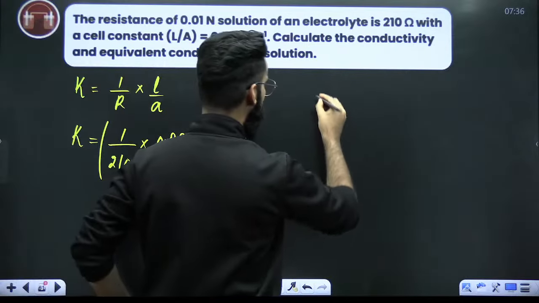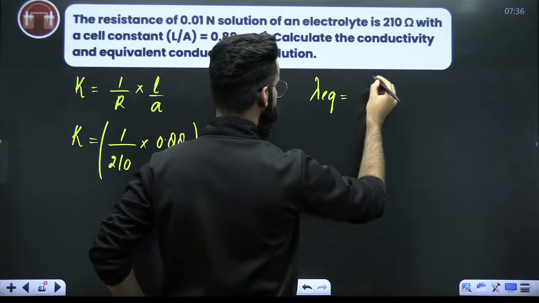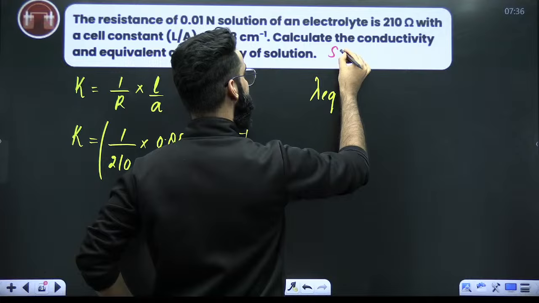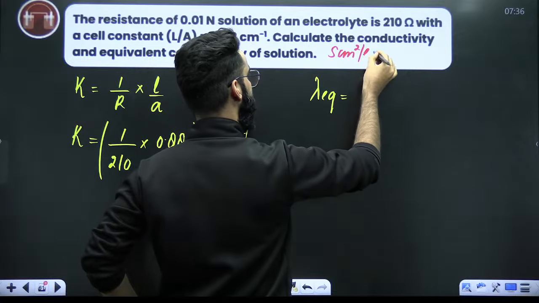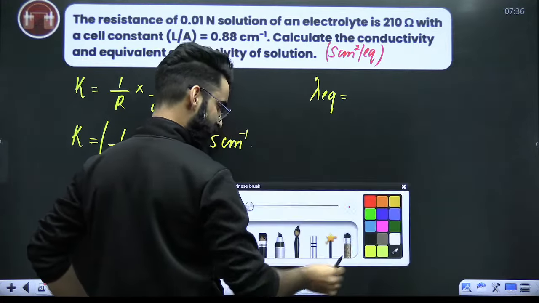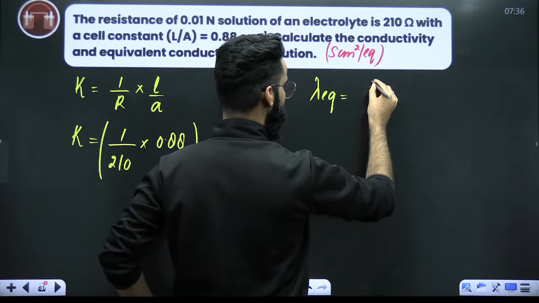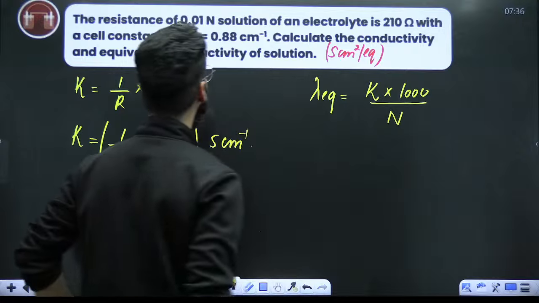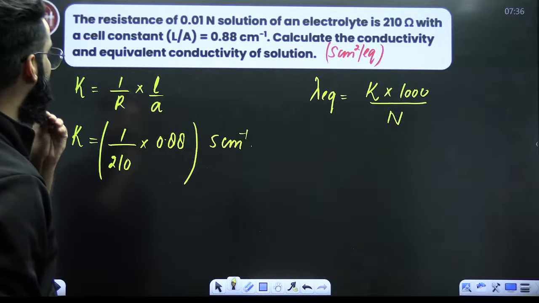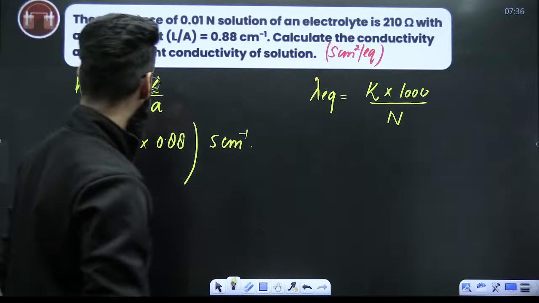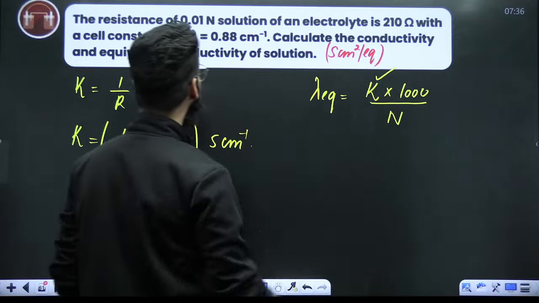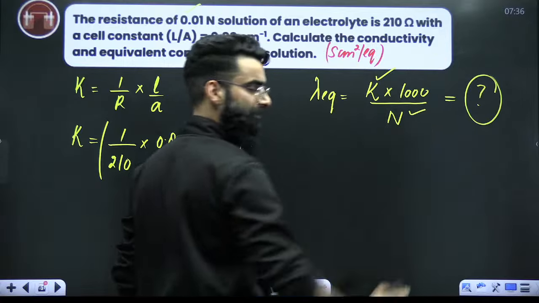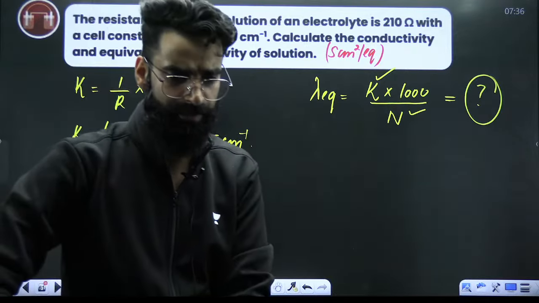Second is calculate equivalent conductivity. We have to calculate equivalent conductivity in Siemens centimeter square per equivalent. These are supposed to be the units in the question. So lambda equivalent is going to be kappa multiplied by 1000 divided by normality, right? Perfect. Kappa you have already calculated. Normality of the solution is also given. Put it here and get the equivalent conductivity of the solution in Siemens centimeter square per equivalent.